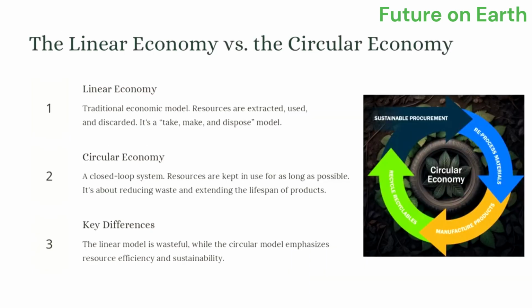The linear economy is the traditional economic model, where resources are extracted, used, and then discarded. It's a take, make, and dispose approach. In contrast, the circular economy is a closed-loop system that aims to keep resources in use for as long as possible. The focus is on reducing waste and extending the lifespan of products. The key difference is that the linear model is inherently wasteful, while the circular model emphasizes resource efficiency and sustainability.